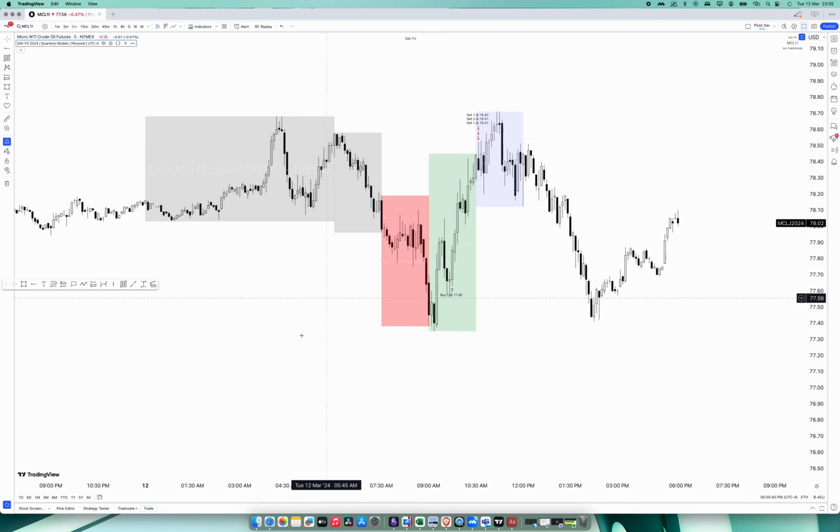But yeah, the rules are still basic and predefined. Price needs to sweep the previous quarter ranges, this, this, and this. Then price distributes lower, and we get our form of displacement that we look for higher price.